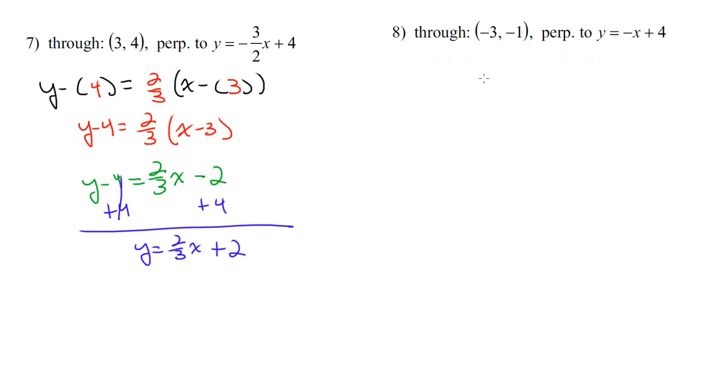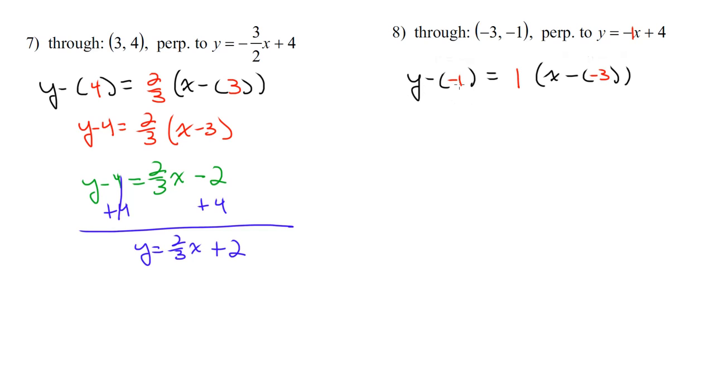Last example, write the equation perpendicular to the line y equals negative x plus 4 that passes through the point negative 3 comma negative 1. So y minus y1 equals our slope times x minus x1. So here, this negative x, this is a negative 1x, so the slope is negative 1. Well, the reciprocal of 1 is 1, and so we're just changing the sign. So this goes from being a negative 1 to a positive 1, and our y1 value is negative 1, and our x1 value is negative 3.